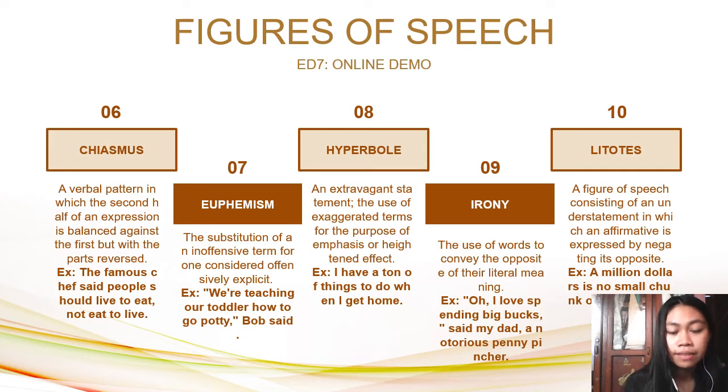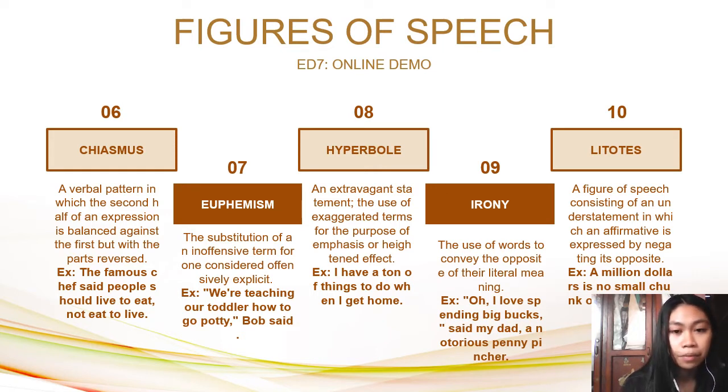Seven, euphemism. Euphemism is a substitution of an inoffensive term for one considered offensively explicit. Under it is the example: we're teaching our toddler how to go potty, Bob said.